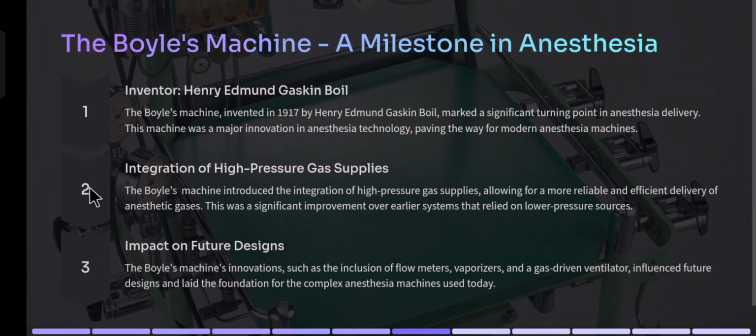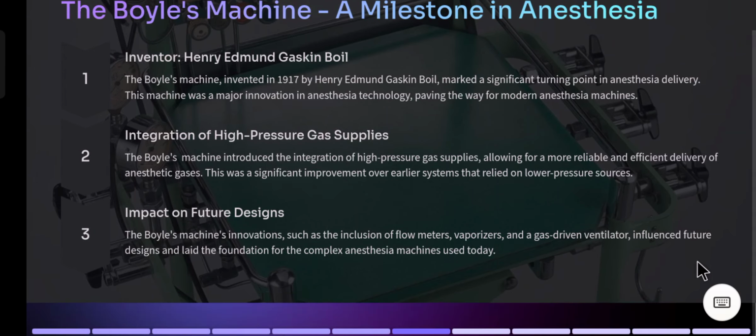3. Impact on future designs. Innovations in the Boyle's machine, like flow meters, vaporizers, and a gas-driven ventilator, influenced future designs and laid the groundwork for modern anesthesia machines.